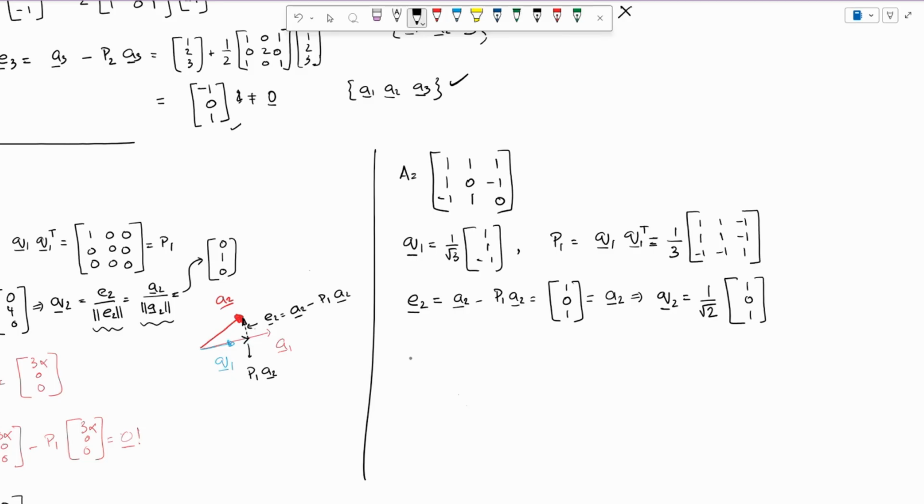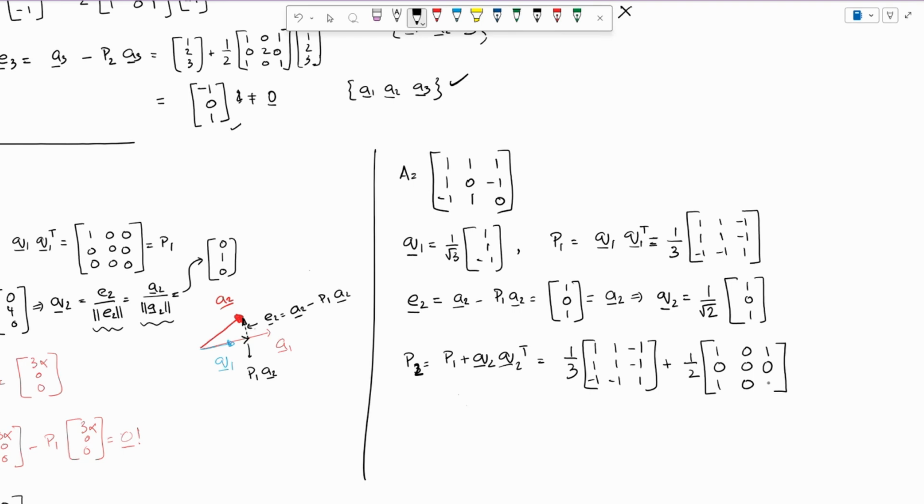Yeah, okay. Now let's find out P2. P2 will be P1 plus Q2 Q2 transpose, which will be equal to 1 by 3, 1, 1 minus 1, 1, 1 minus 1, minus 1 minus 1, 1, plus 1 by 2. Okay, great. Now tell me what is P2.